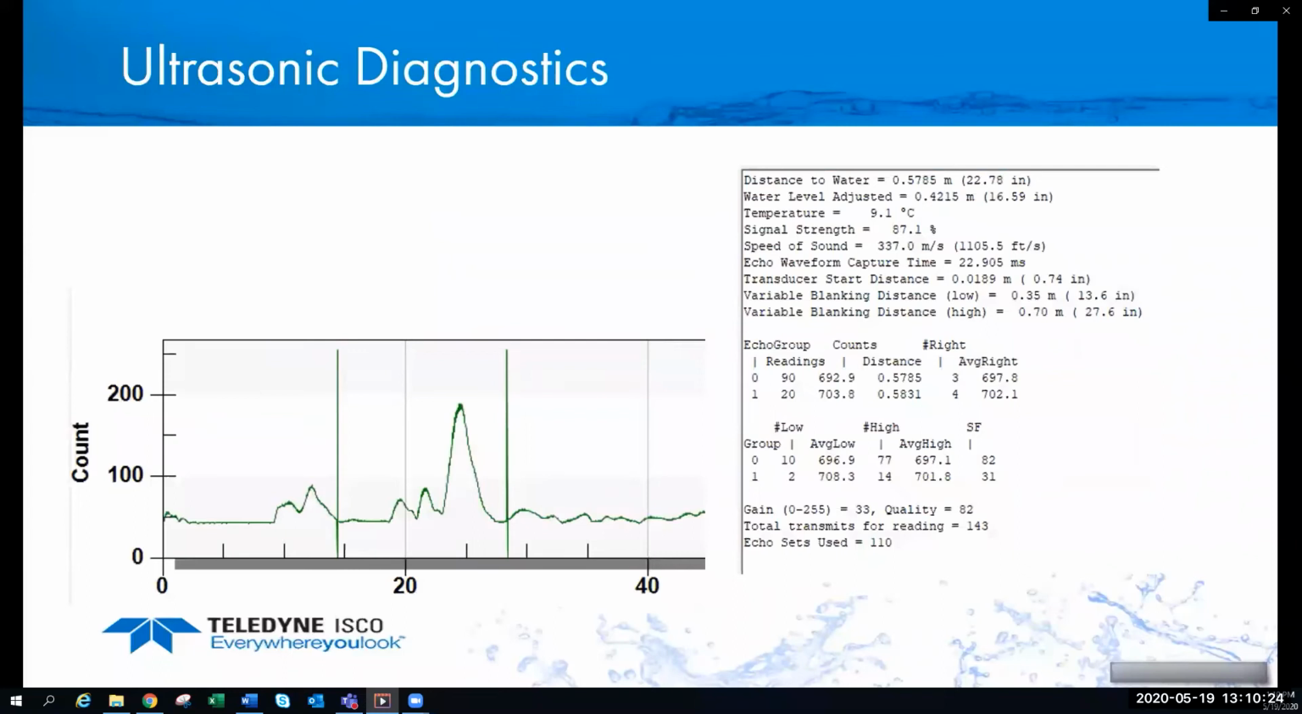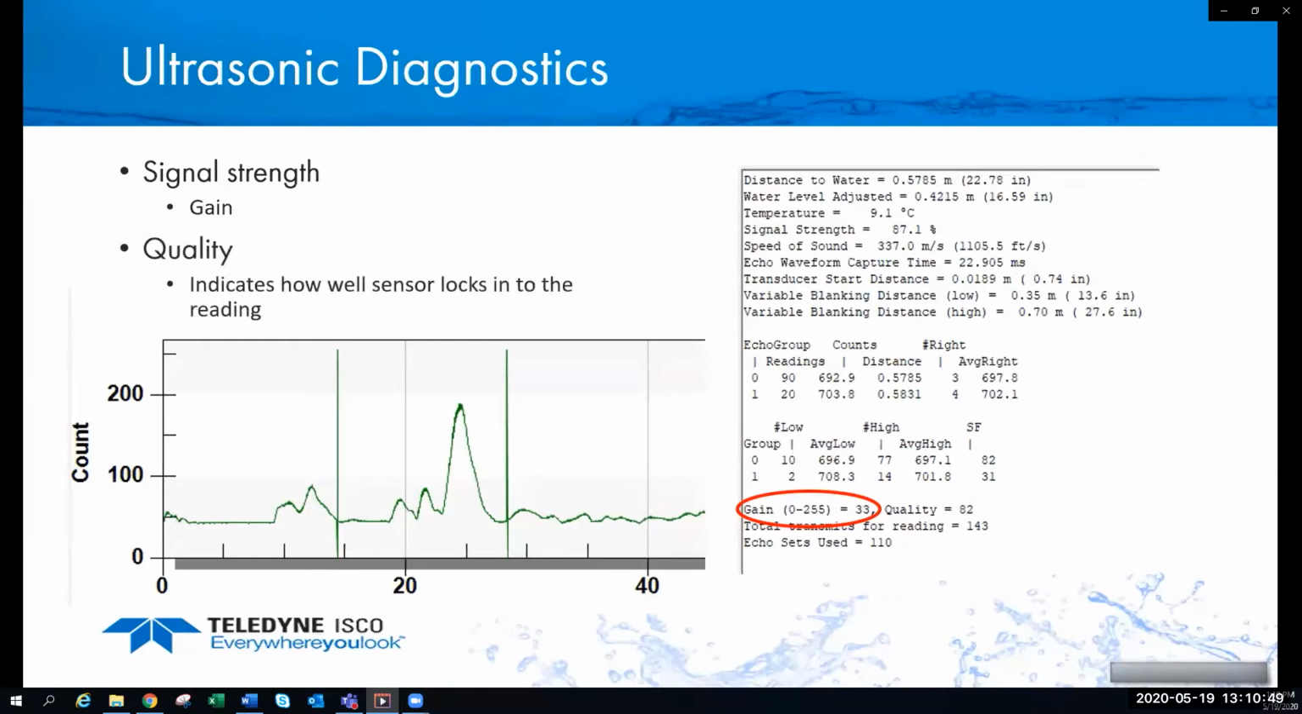Now let's take a closer look at the ultrasonic diagnostics. A couple things: that signal strength is determined by the gain. And the gain on this has a range of 0 to 255. This one had a gain of 33, and you can think of the gain as like a volume. It had to turn up the volume to 13% to get a good return signal.